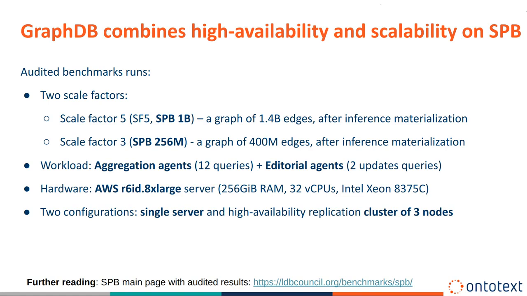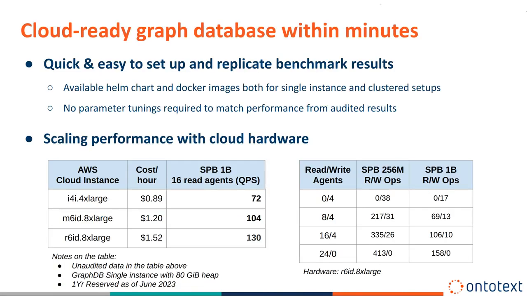Okay, so we did it in 2 scale factors. We'll speak more about the bigger one, which is 1 billion statements, more or less the same size as what we've seen with SNB scale factor 30. There is a single workload with 12 aggregation agents and 2 update queries: one insert, one update. We run it on the same machine, and we experimented with 2 configurations: a single server and also a high availability setup with 3 nodes. Thomas, over to you.